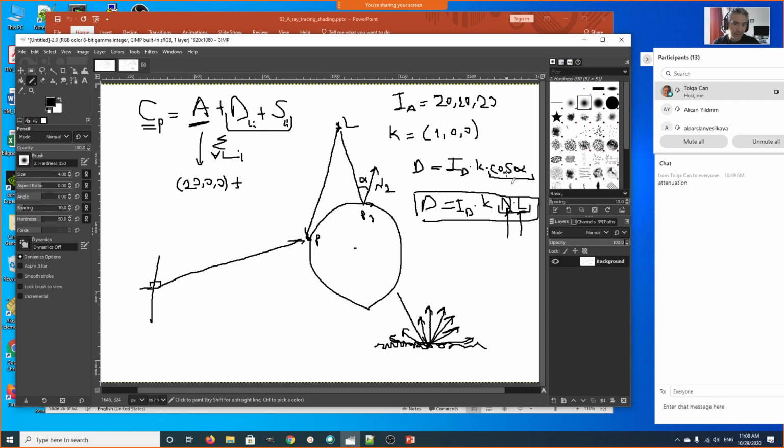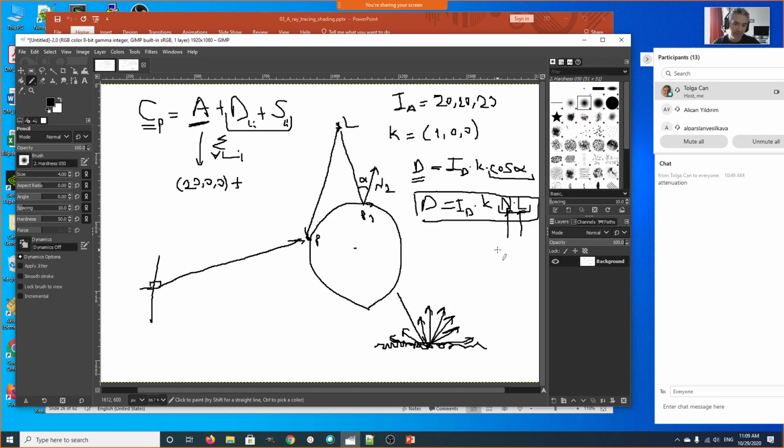Now, you may ask, cosine alpha ranges between -1 and 1, right? What if cosine alpha turns out to be -0.5? This means that I'm going to have a negative value. In that case, the diffuse component will be negative. I just told you that it cannot be negative.